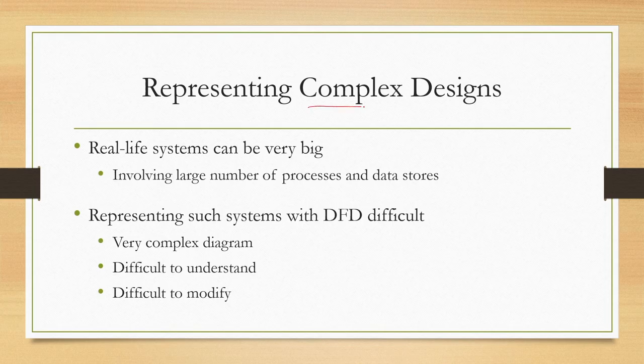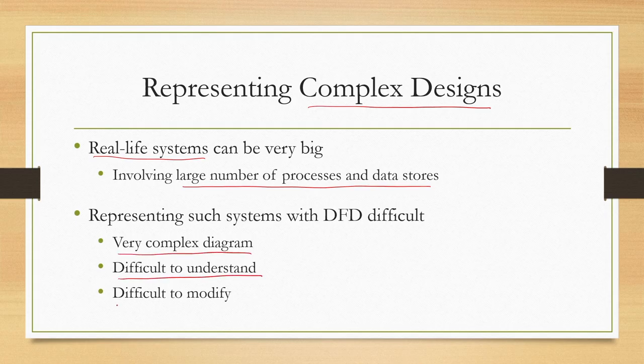So, when we are dealing with complex designs, generally systems which are very big, real life systems, such systems involve a large number of processes and data stores, and it is difficult to manage them unless we do something. If we simply try to create a DFD with this large number of processes and data stores, then the resulting DFD will be very complex. It will be very difficult to understand, and it will be even more difficult to modify. If we find some problem and we want to modify, then a large portion of the DFD probably needs to be modified in order to get the refined and revised design. So, these are three important problems when we are dealing with large systems involving a big number of processes and data stores.